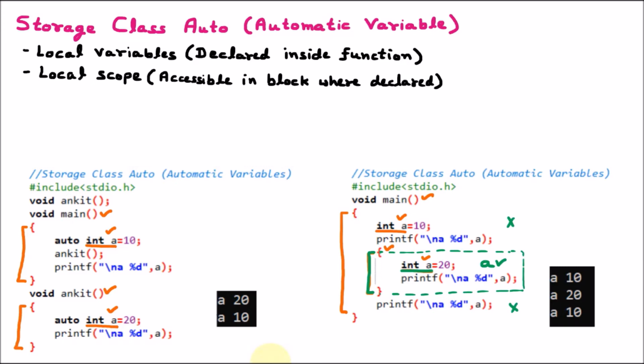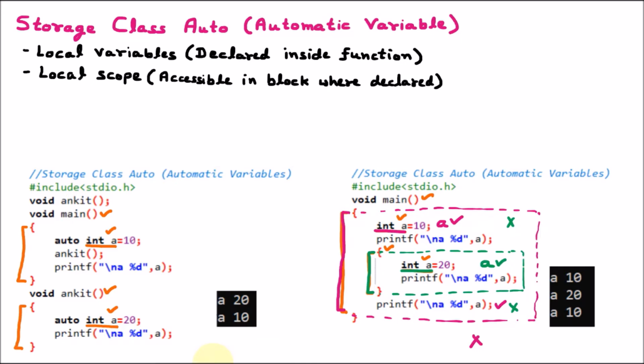And if we talk about the main, we know that in the main we have a block. So in this block we are providing the boundary. So here in this block we are declaring a variable, that is a. So this a is accessible here and even at the end, but not outside. So this is the inside boundary. So wherever we declare the variable, that is accessible only at that place.